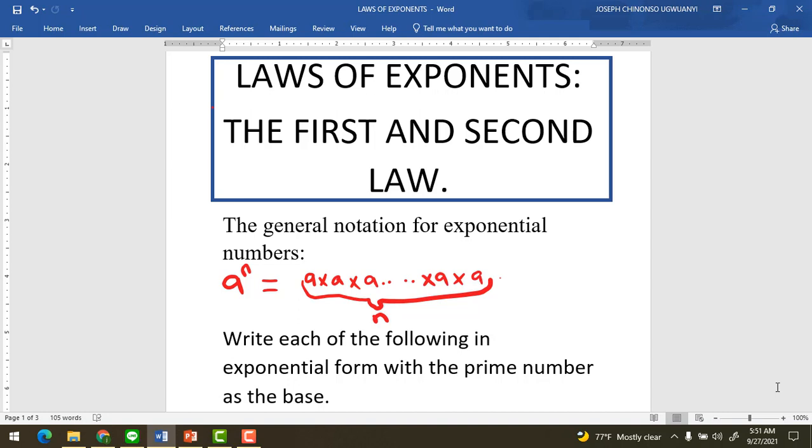So a exponent 2 will be equal to a times a. Here n is equal to 2, so we have 1, 2. Now this is what we call the general notation for exponential numbers.